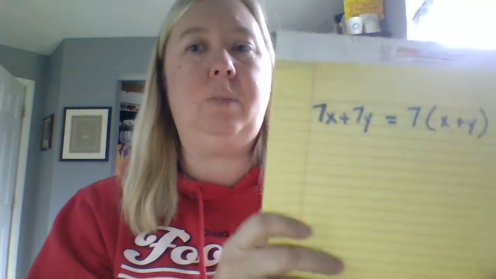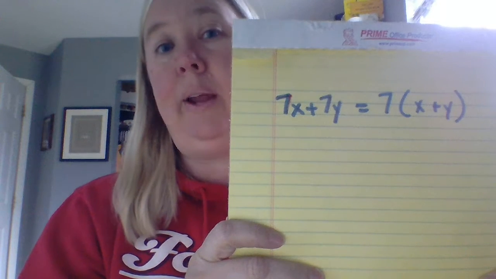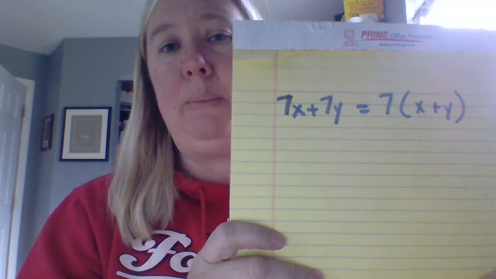So if I look at 7x plus 7y, I'm thinking about the number 7. And I know the number 7 is a prime number, so its only factors are 7 and 1. So if I am going to write an equivalent expression for 7x plus 7y, I'm simply going to use the number 7 outside the parentheses and distribute it across x and y. And so that's what it would end up looking like. Okay? Does that make sense?